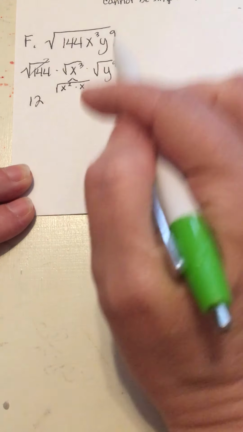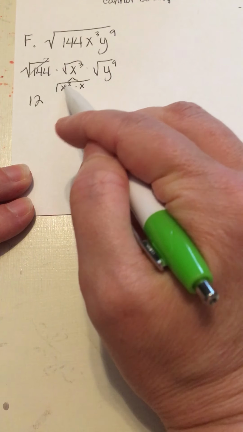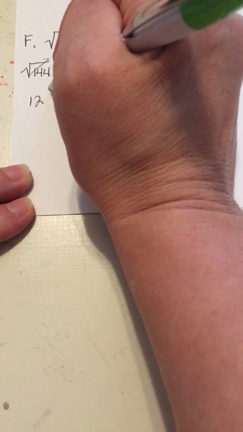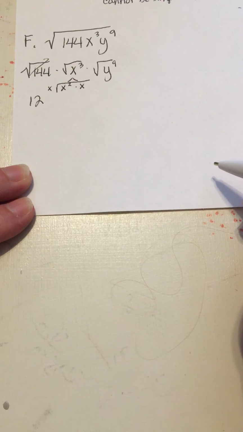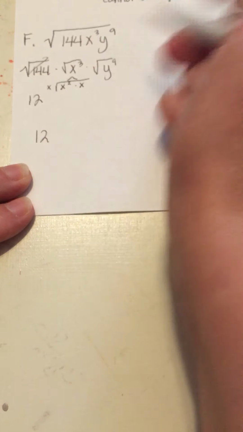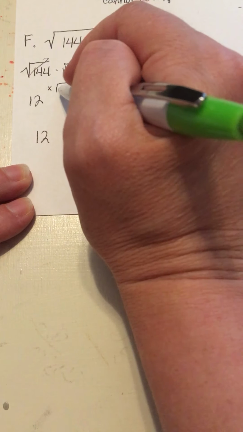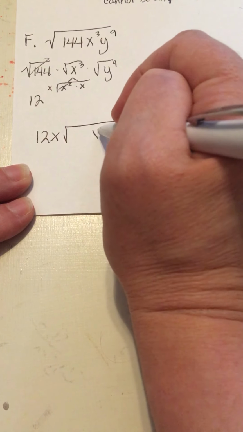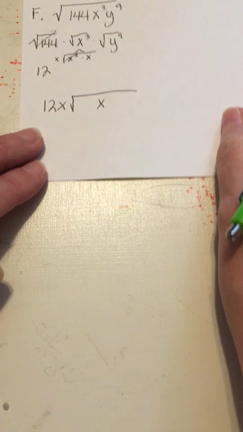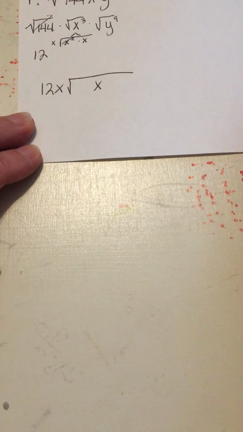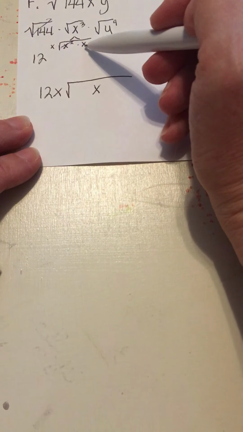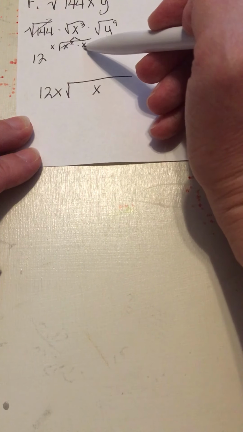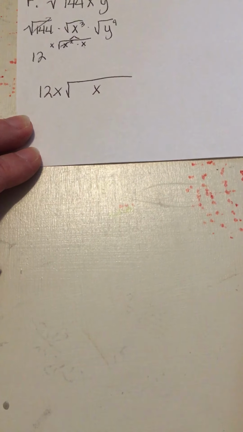Well, now can I take the square root of one of these? Yes, just like before, the square root of x squared is x, so I can bring that on the outside. So in my answer, I've got 12, and it's going to have x on the outside, and then I've got an x left on the inside. Again, I broke down x to the third to x squared times x. I can take the square root of x squared, which is x, I bring it on the outside, and I'm left with this one inside because I can't take the square root of that.